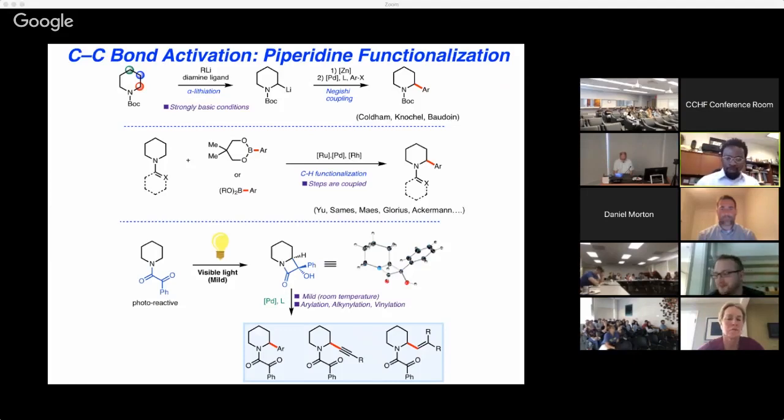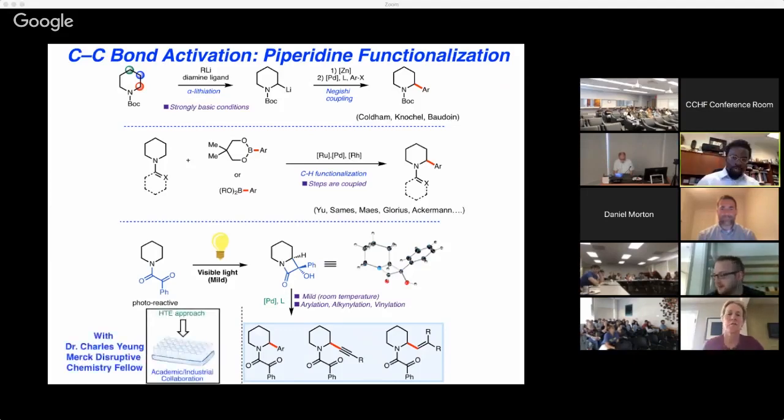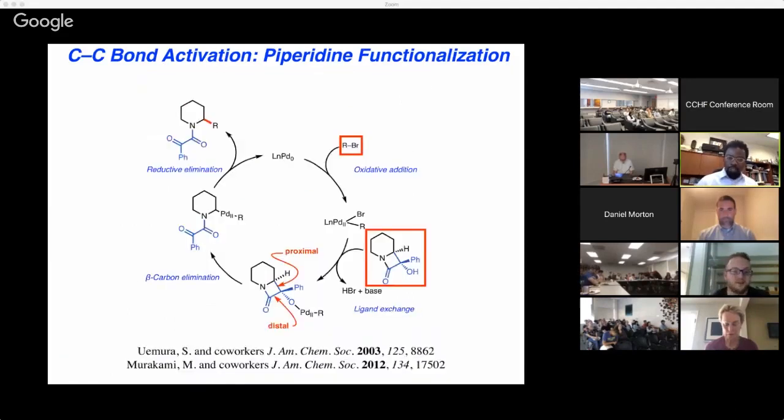Now, on paper, this process looked reasonable and straightforward, but of course, these types of pursuits are marred with complications. And so we entered into a very fruitful collaboration with Merck Research Laboratories, working with Dr. Charles Young, who's a Merck Disruptive Chemistry Fellow. There's a program at Merck. Charles has really led our efforts to utilize high throughput experimentation screens to identify the best catalyst to achieve this particular process.